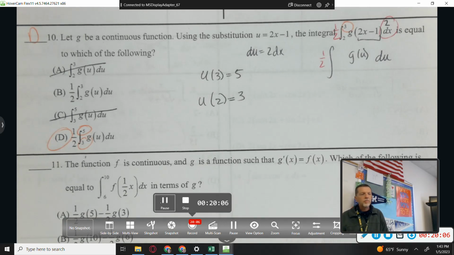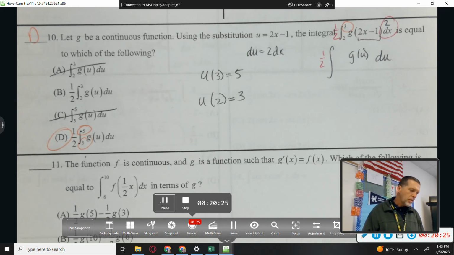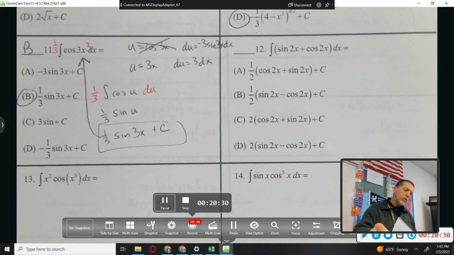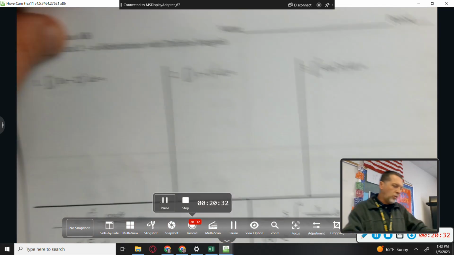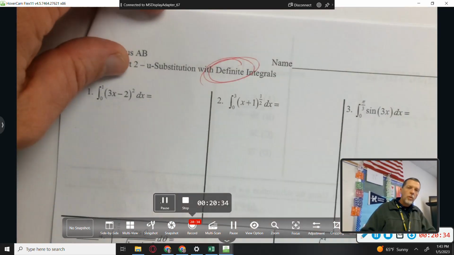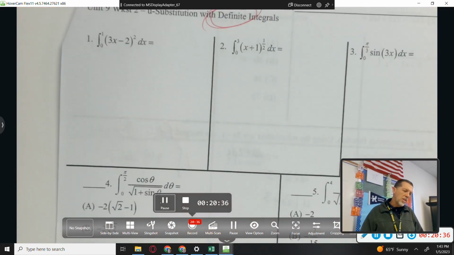So 10, 11, 12, they look really bad, but when you start plugging things in, it starts working out, especially since it's multiple choice. Not as bad as it looks. I suspect we'll have to do 11 and 12 tomorrow. That's fine, but I want you to try them first. All right, so today's assignment is worksheet 2. More practice with U substitution, but it's U substitution with definite integrals rather than indefinite integrals.